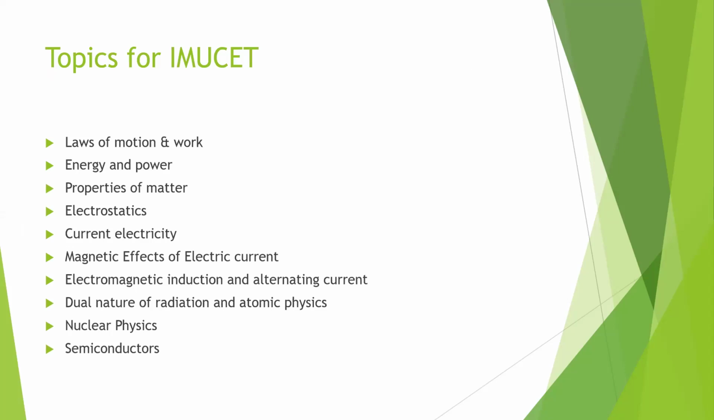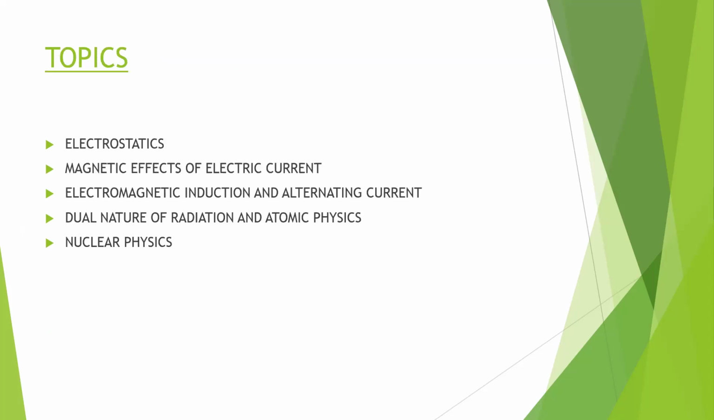The topics for IMUCT are laws of motion and work, energy and power, properties of matter, electrostatics, current electricity, magnetic effects of electric current, electromagnetic induction and alternating current, dual nature of radiation and atomic physics, nuclear physics, semiconductors. The topics I am going to cover today are electrostatics, magnetic effects of electric current, electromagnetic induction and alternating current, dual nature of radiation, atomic physics, and nuclear physics.